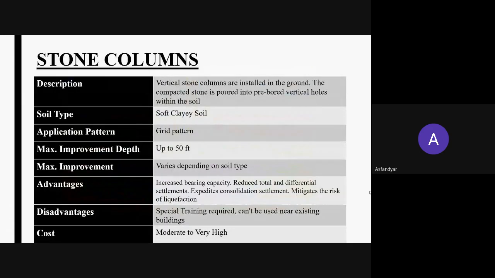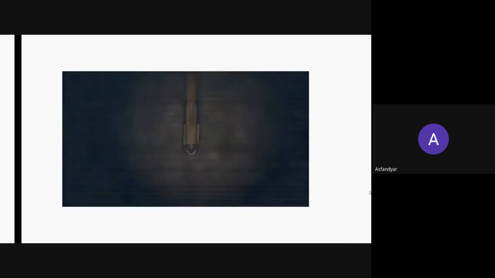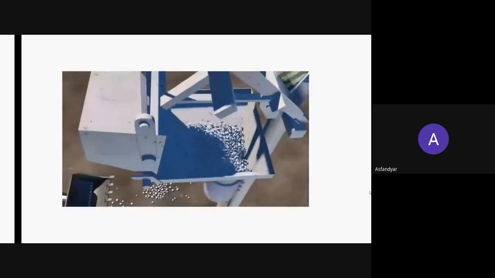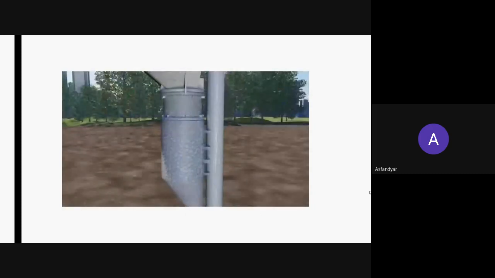The next one is the stone column method, in which compacted stones are poured into pre-bored holes within the soil, creating a column that improves the soil properties. It is used for soft clay soils in grid pattern. Also, the stone column increases the bearing capacity, reduces the total settlement, and also lowers the risk of liquefaction. The video in this slide shows the horizontal and vertical vibrations of the machine compacting stones.